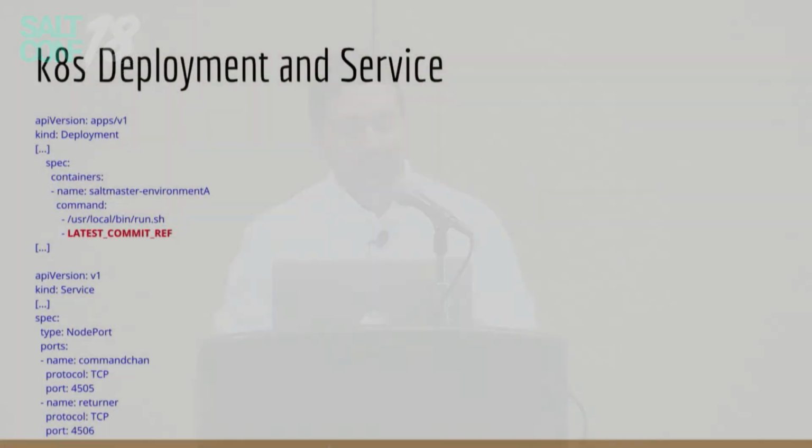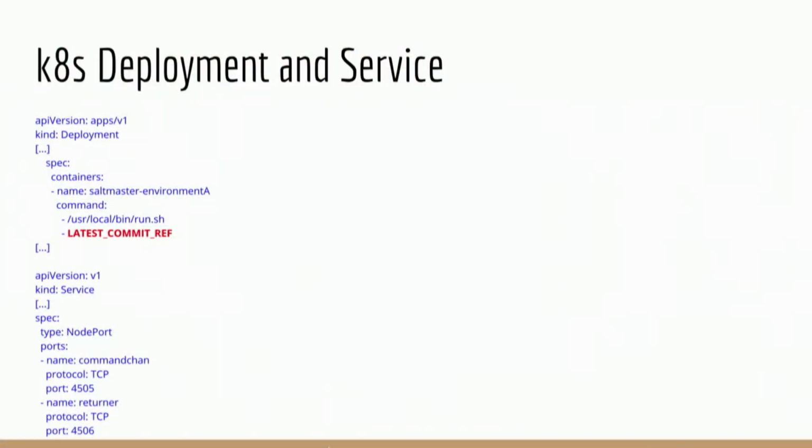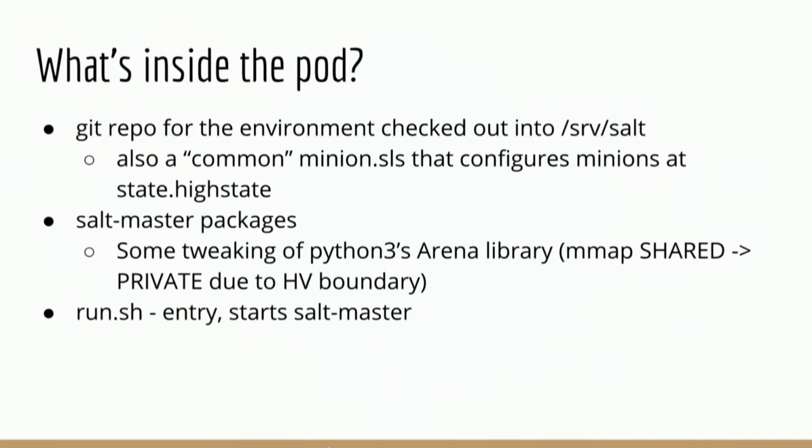And just real quick, what's inside the pod? You see here the command is run.sh, and that's very descriptive. What all that's doing is starting up a saltmaster. And inside each pod, you just have serve salt. And under serve salt, it's just Git cloning right out of GitLab. That's all it is. Exactly what you saw in the Git structure is what ends up in serve salt. There's also, because we have to, because otherwise I wouldn't have a job, a common minion.sls that also configures minions for us at state and high state. So that gets pushed into serve salt /salt.